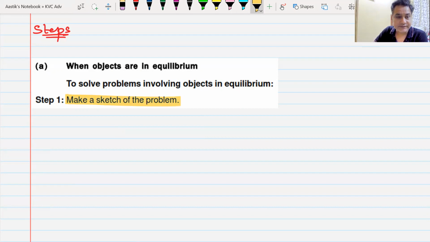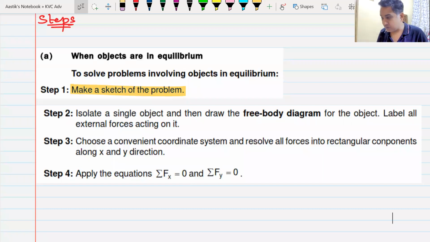What would be the second step? I'll just tell you all the steps and you write them, and we will then follow these steps and understand how it is done. So step number one, as you can see, is to draw a sketch of the diagram. That sketch you don't have to draw because it is already there in the question. The next step would be to isolate every single body and draw the free body diagrams.